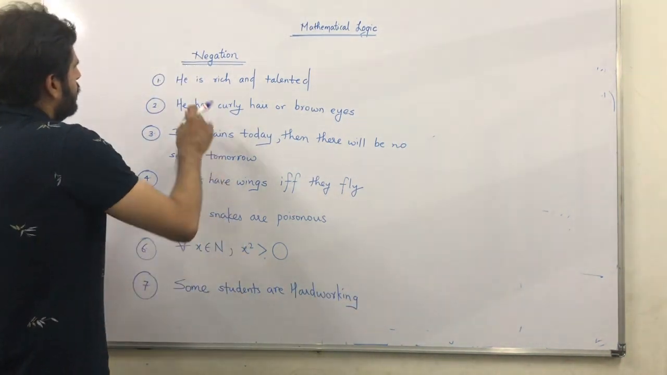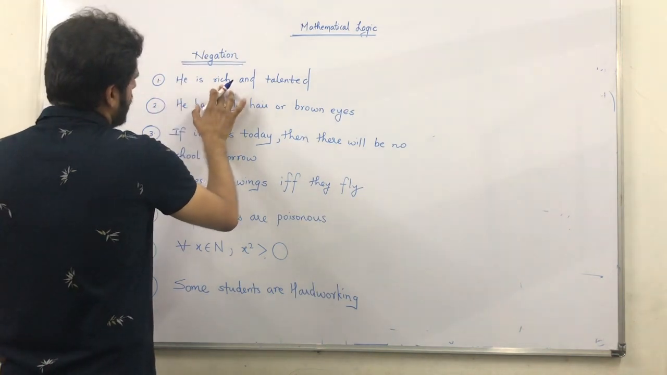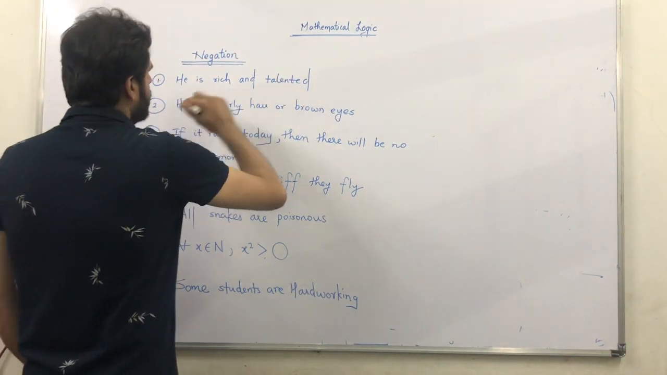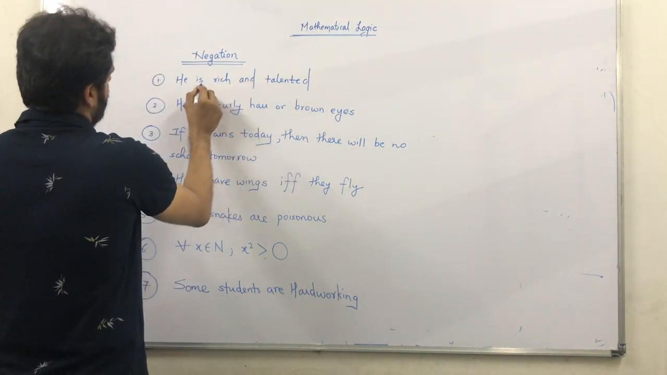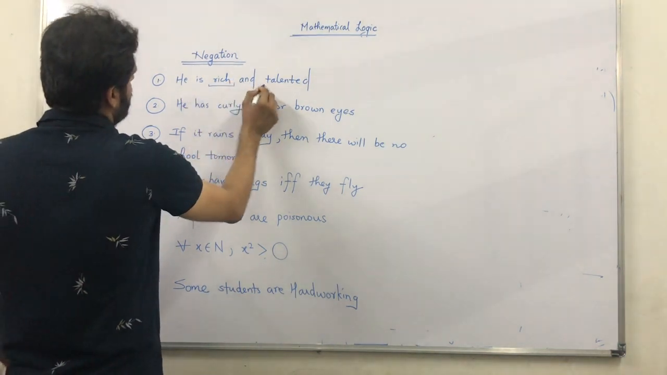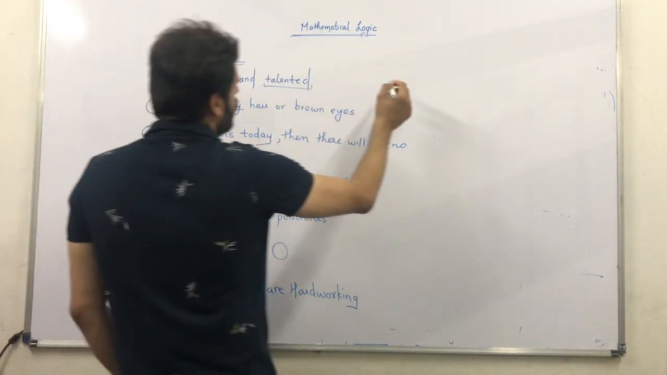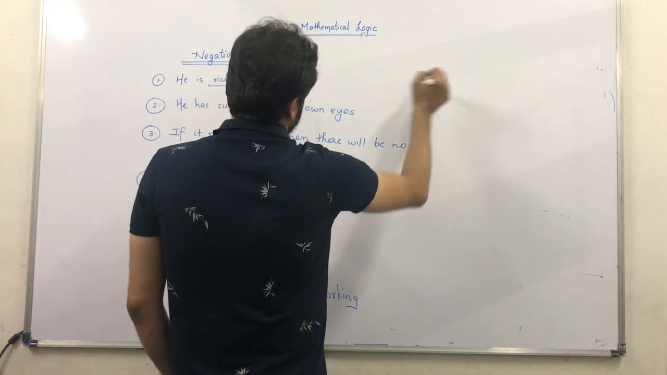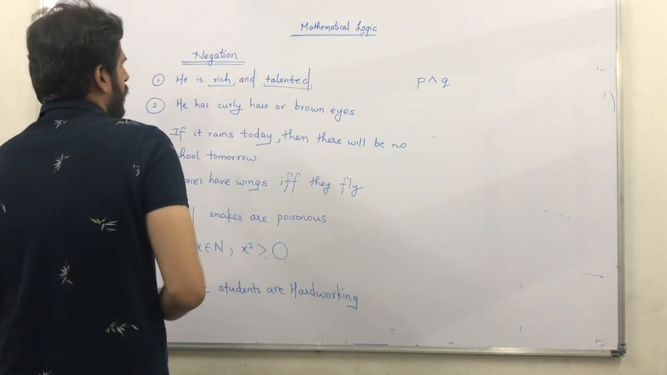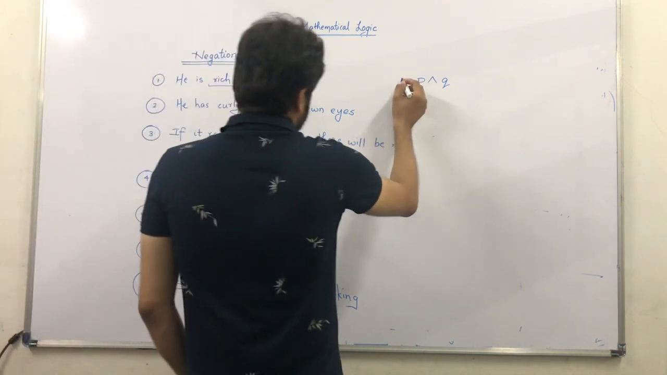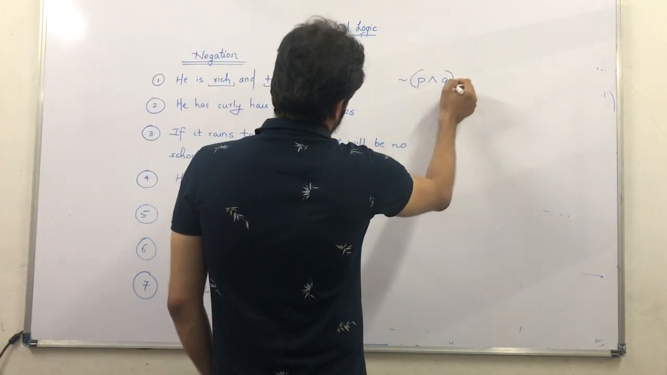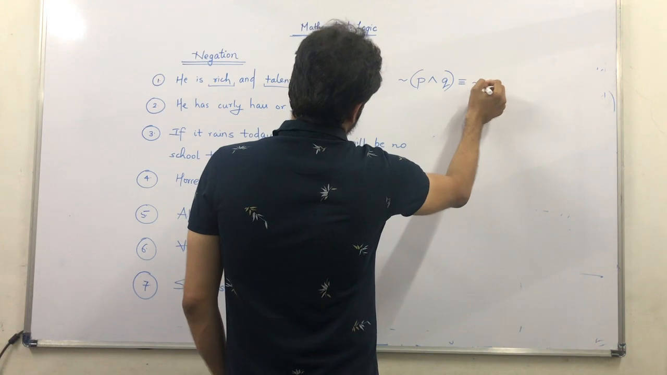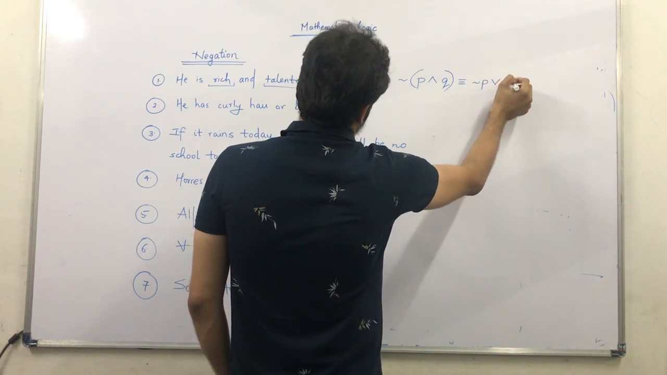Okay, so first example says he is rich and talented. So let us convert this to symbolic form. We can say he is rich is P and he is talented is Q, and the symbolic form is P and Q for the statement. Now, negation of P and Q, you can write this as negation P or negation Q.